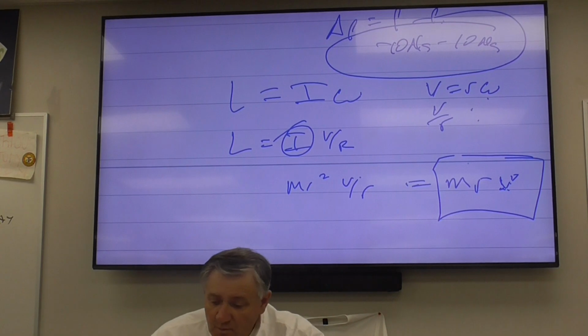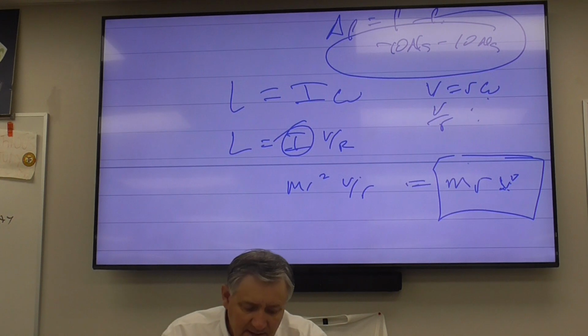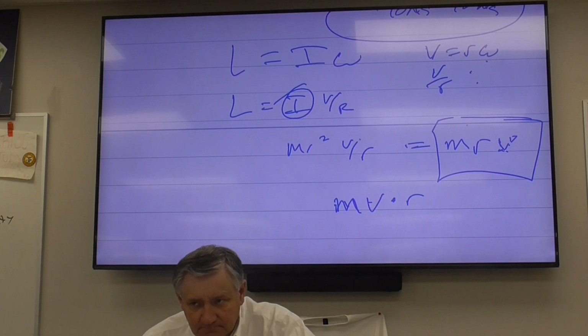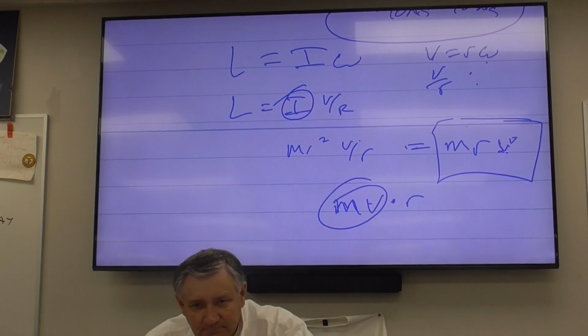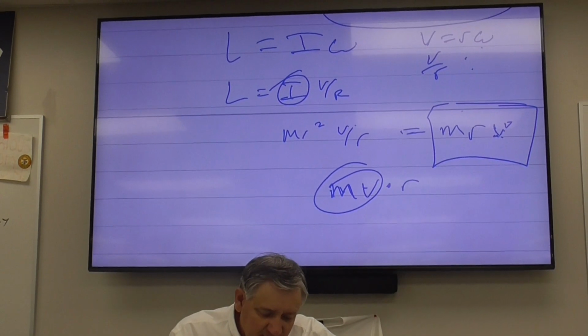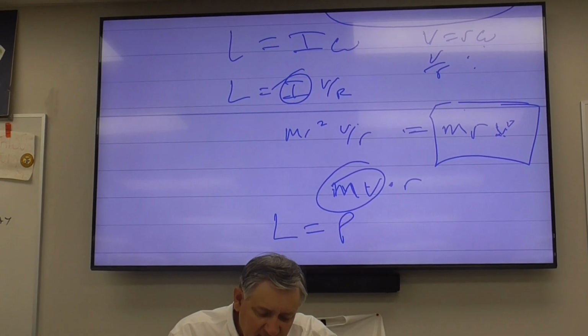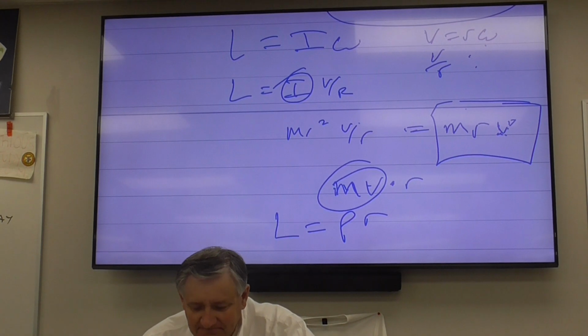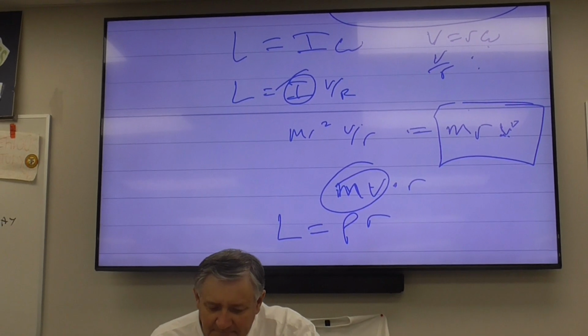So now, knowing that, I'm going to rearrange this just a little bit and put that MV times R. So what do you get when you multiply M and V? Mass and velocity. Momentum. So L equals PR. PR. Personal record. There you go. Yay.